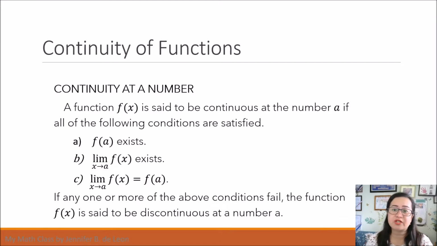Now let's describe continuity of functions formally. A function is said to be continuous at the number a if all the following conditions are satisfied. First, f of a exists. Second, the limit of f of x as x approaches a exists. And third, the limit of f of x as x approaches a is equal to f of a. If any one or more of the given conditions fail, the function is said to be discontinuous at that number.